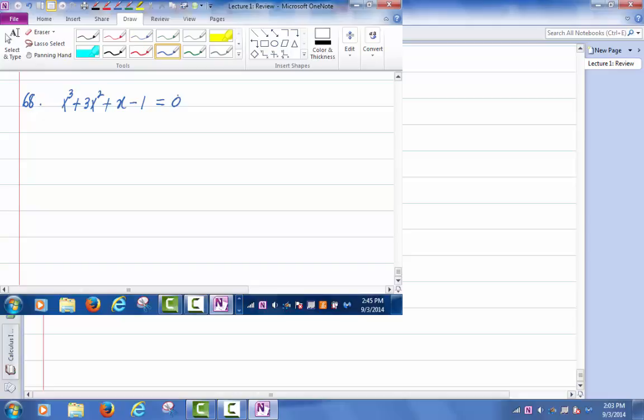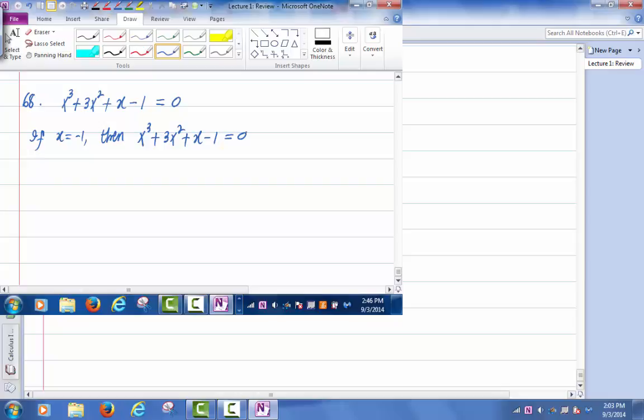If I plug in 1 for x, what do I get? Do I get 0? No. What if I plug in negative 1 for x? What do I get? I'm going to get a negative 1 here, negative 1 here, positive 3 here. Do I get 0? Yeah. So notice that when I plug in, if x is -1, then x cubed plus 3x squared plus x minus 1 does become 0, right?